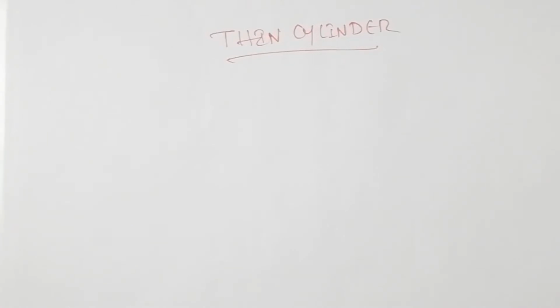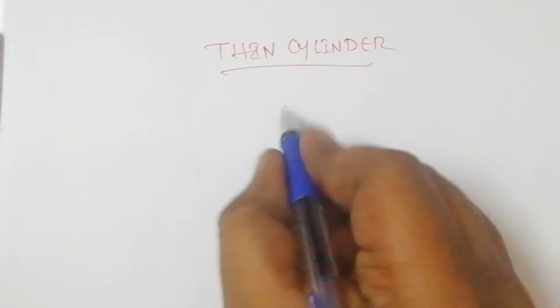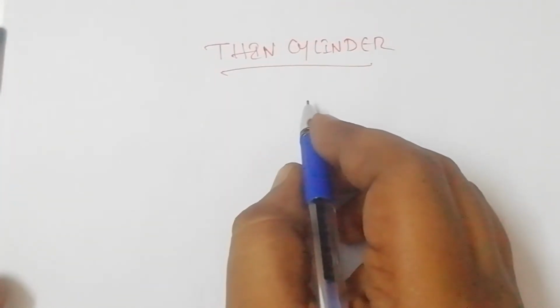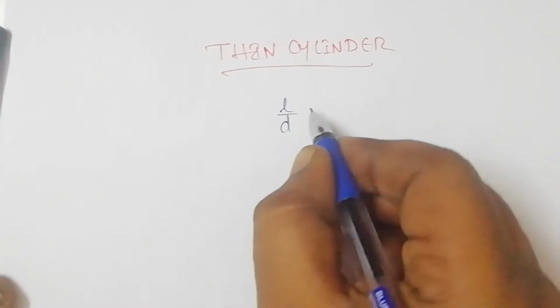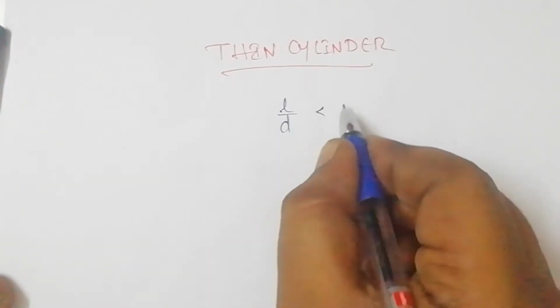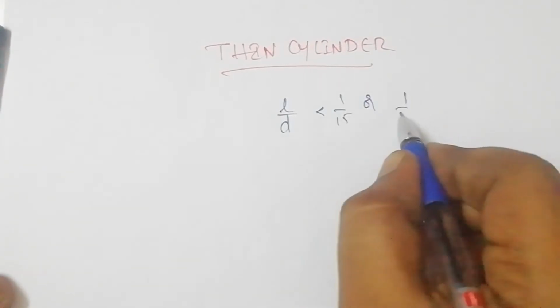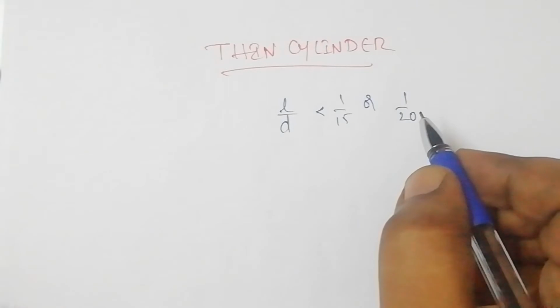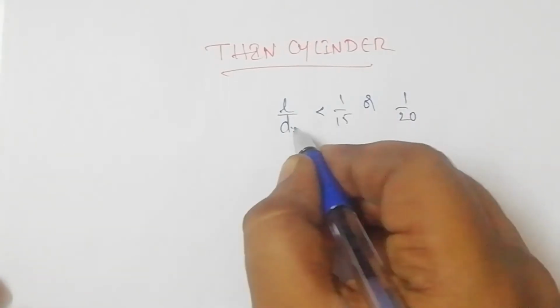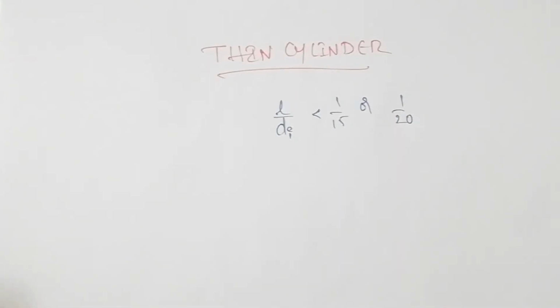So, what are thin cylinders? They are the shafts or the cylinders whose L by D ratio is less than or equal to 1 by 15 or 1 by 20. Okay, 1 by 20, this is the internal diameter, not external. So, the ratio of the internal diameter to external diameter ranges from 1 by 15 to 1 by 20, then those are called thin cylinders.